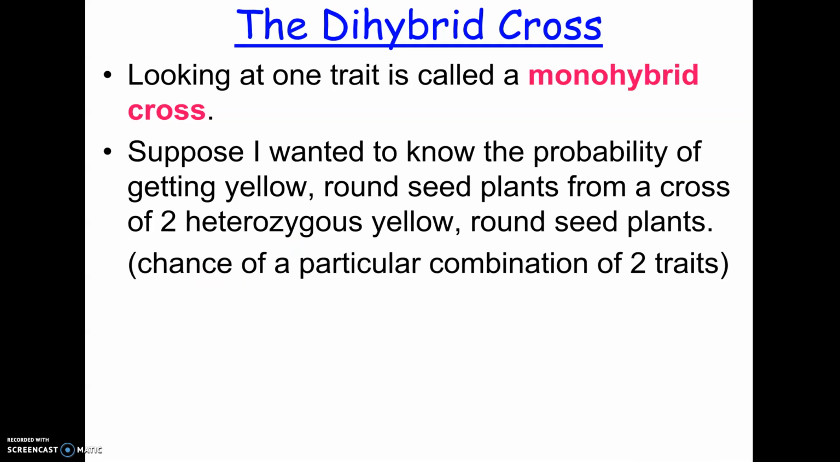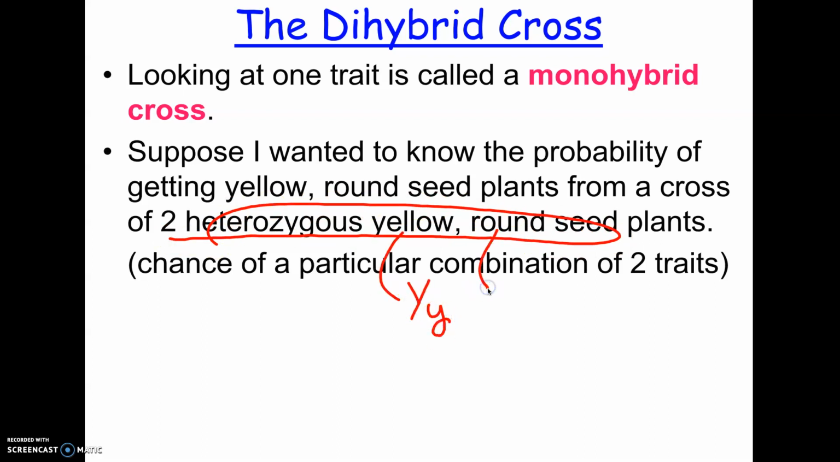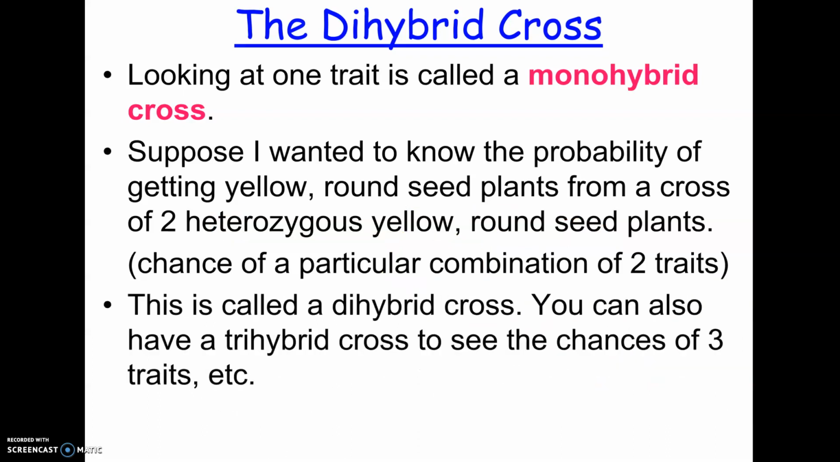In other words, they want you to cross, in this scenario, 2 plants that have yellow round seeds. And they're heterozygous. So they're big Y, little y for yellow, and they're also big R, little r because their seeds are round. And they want to know, if I cross 2 of these plants that both have yellow round seeds, what are the chances that they're going to have offspring that also have yellow round seeds? So they're basically asking you for the chance of a particular combination of traits. Technically, you could also be asked to do a trihybrid cross or a tetrahybrid cross or whatever to see the chances of more than just 2 traits appearing at the same time.